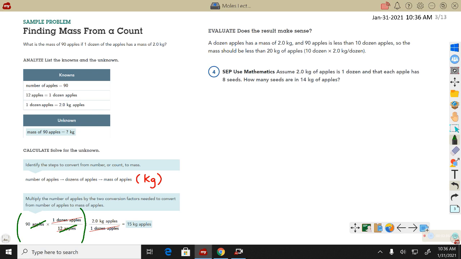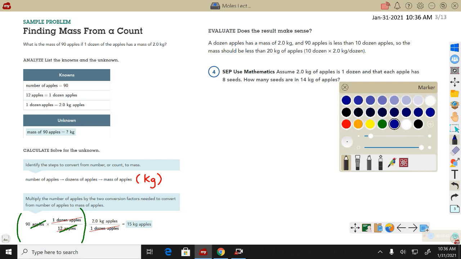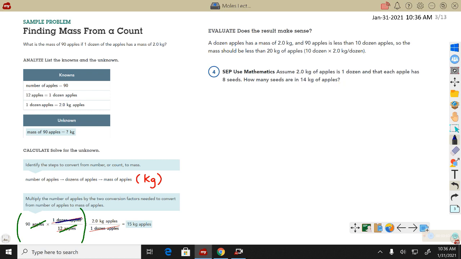So now I can just tack on another ratio or proportion. I don't really want the final answer to be dozen, so let's put dozen on the bottom, and then the unit that I want, I can finally get. Because that 2 kilograms wasn't per apple, it was per dozen apples. So first we had to figure out how many dozen we have. Then we can cancel the dozen and switch it to mass in kilograms.